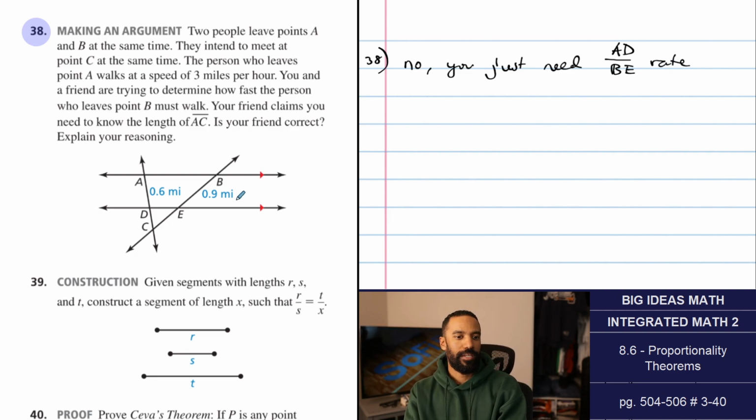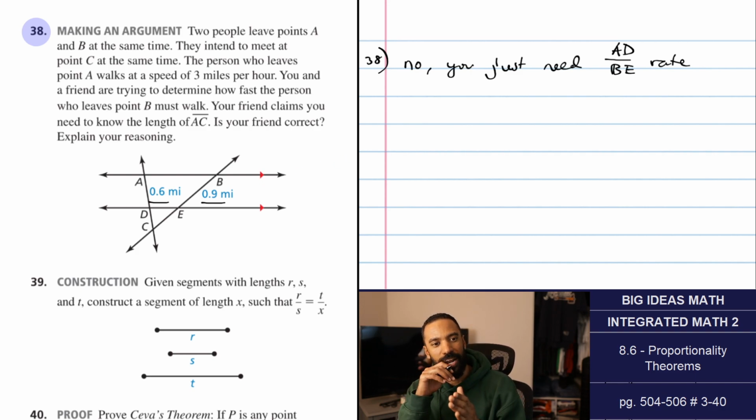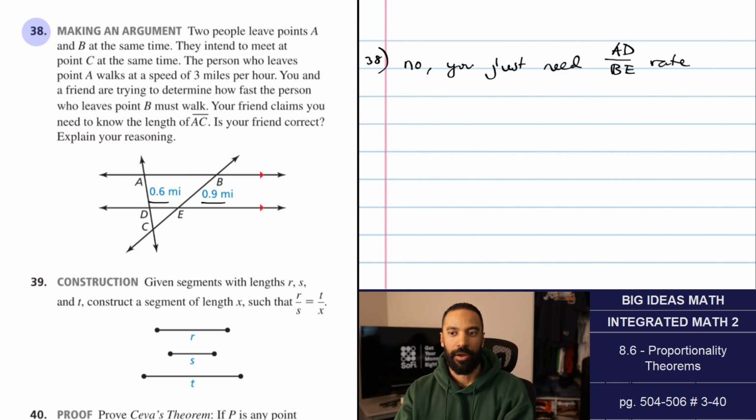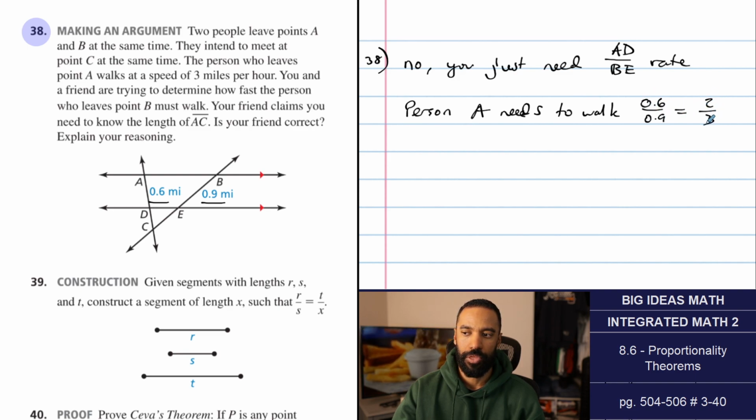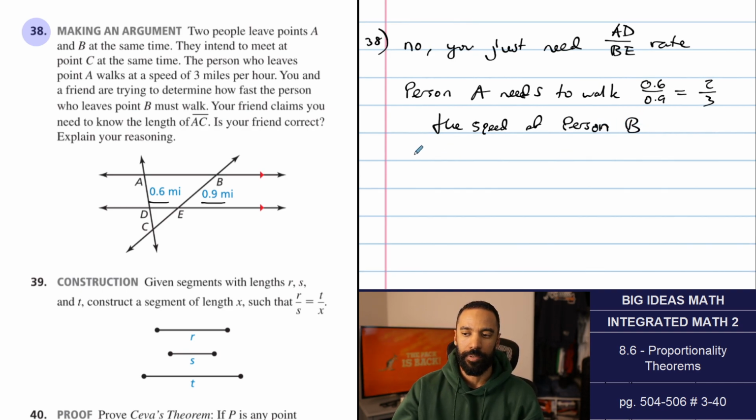However, 0.6 miles to 0.9 miles will give you 2/3 of whatever. So person A needs to walk 2/3 the speed of person B to cover that, right? I misrepresented the problem. I apologize. 0.6 over 0.9 equals 2/3 the speed of person B. Basically, person B needs to walk, and they're not asking us to do all this, but I am going to do it.